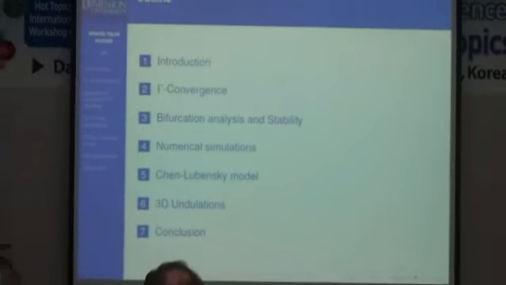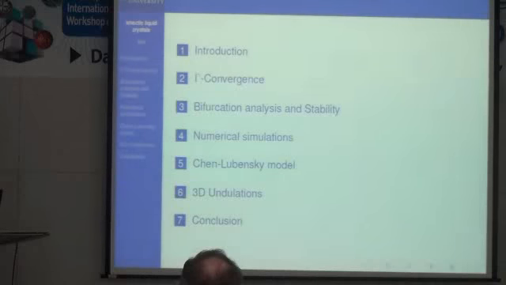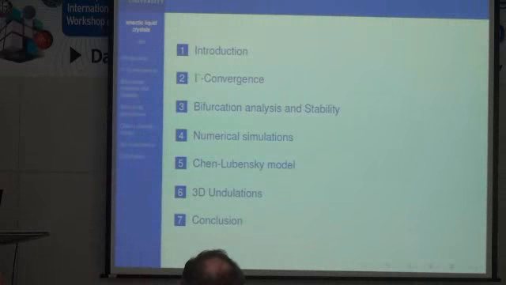First I will give some introduction to liquid crystals and the model that we are going to use, and what causes the undulation in smectic liquid crystals, and the method that we use to study this functional. We use Gamma-convergence theory, in the easy case, and bifurcation and stability analysis, and we do numerical simulations to confirm the predictions of the analysis, and we extend our theories and simulations to the Chen-Lubensky model. And finally, I will talk about some work done on undulation in three-dimensional domains.